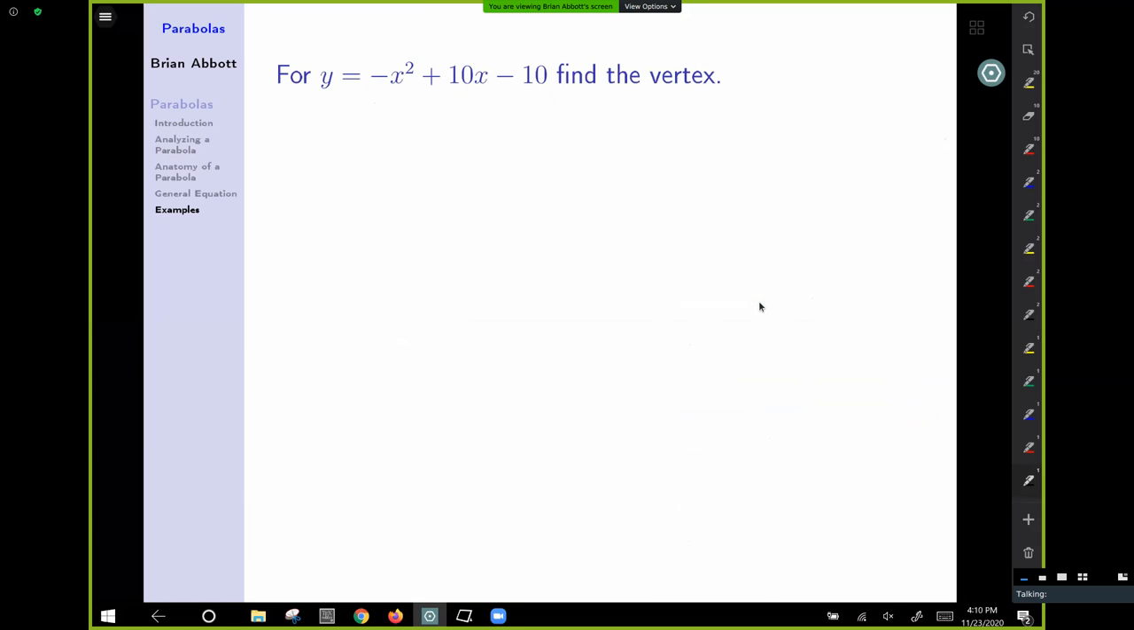One more example. Let's see. We're given the equation y equals negative x squared plus 10x minus 10, and we're asked to find the vertex. Now, you could totally cheat and use the fact that the quadratic formula can be used to find the vertex, which we've seen in previous courses, but let's do it the new way, the hard way. We're going to put this into standard form. And what is standard form?